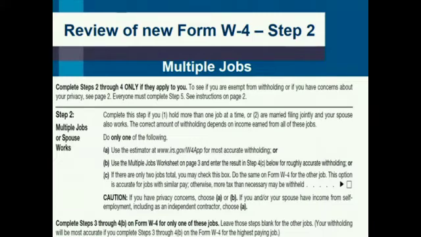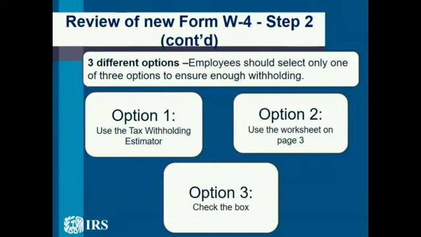Therefore, if the employee has more than one job at a time or is married filing jointly and the employee's spouse works, more money should usually be withheld from the total pay of all the jobs together than would be withheld if each job was considered by itself. How can an employee do this? There are 3 different options employees can choose from in Step 2 to make the necessary withholding adjustments. Employees should select only one of the 3 options to ensure enough withholding. The option they select depends in large part on the number of jobs the employees and spouses, if applicable, hold, and the complexity of their tax situation. Let's go through the 3 options.